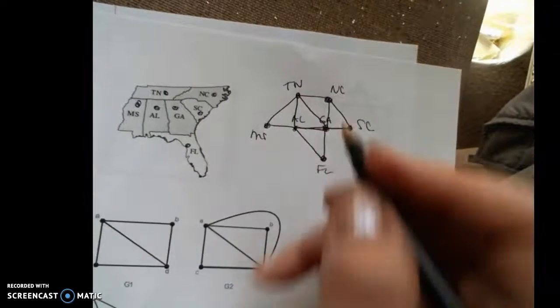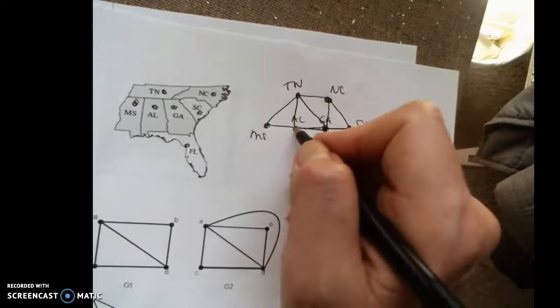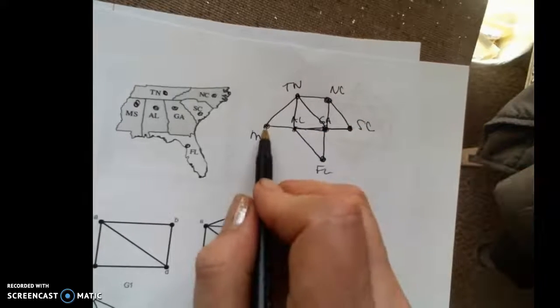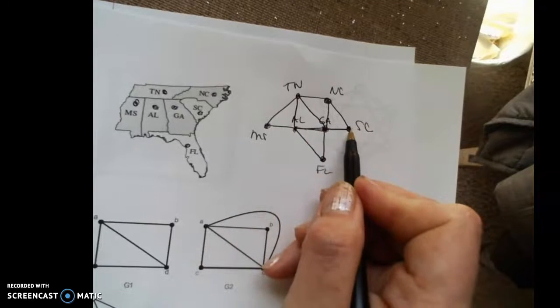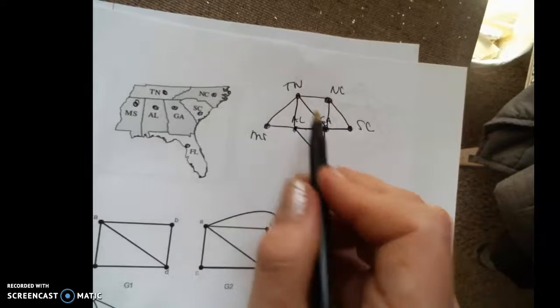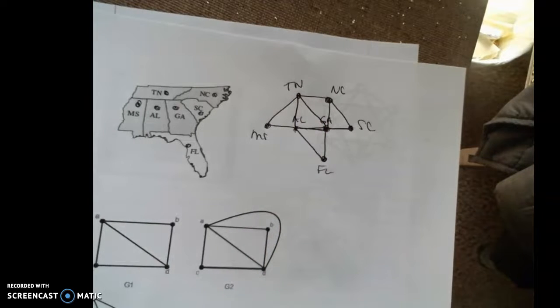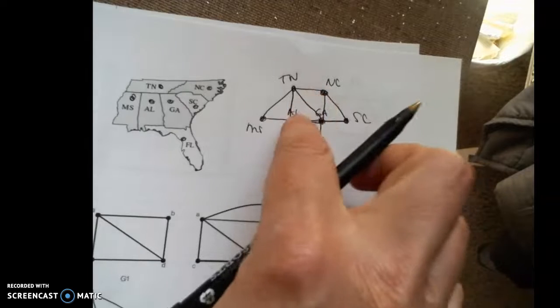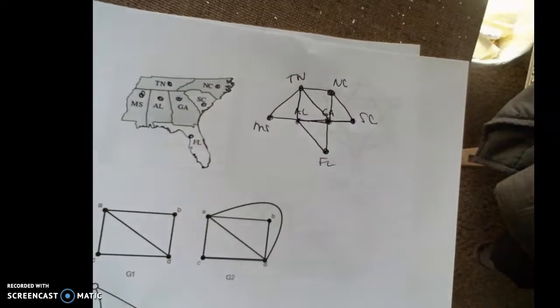Okay, does that look about right? Let's see, Alabama does not touch North Carolina, so I think we got it right. So Mississippi goes to there, to there. From here, I could either go there or there. From Georgia, I could go to North Carolina, Tennessee, Alabama, something like that. Okay, and then what we could do is do the graph theory on this. So we take our map and we convert it to this so we can do math on it.